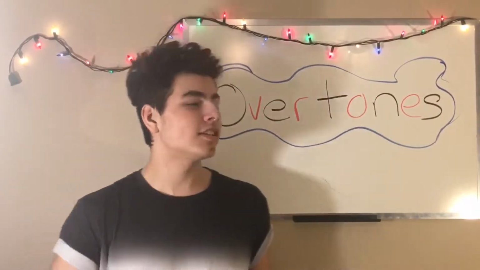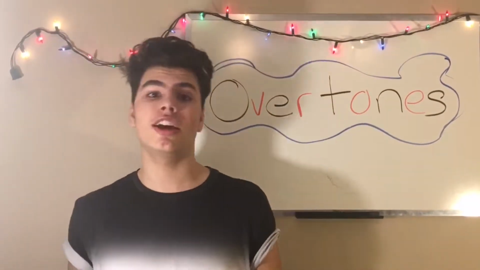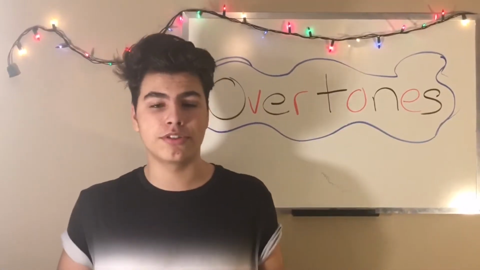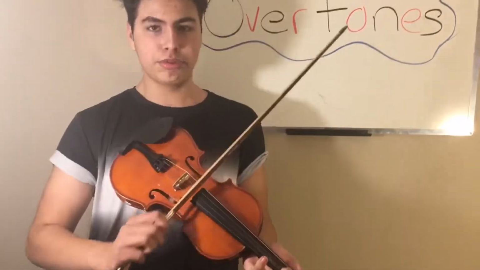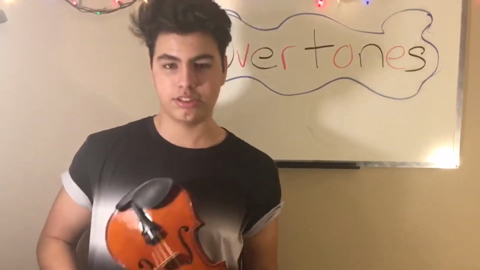Overtones. These are the sounds that are usually produced by instruments, and I say usually because other things can produce them too. So, for example, if I were to pluck this violin string, or if I were to beautifully play this violin string, those are overtones that are being produced. Sit back down. Those are overtones.